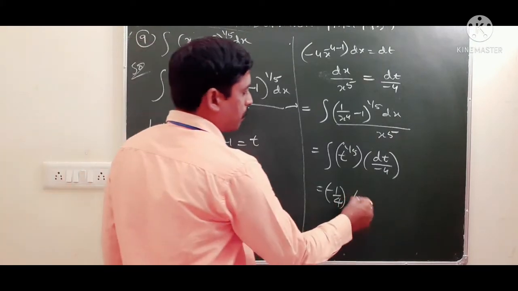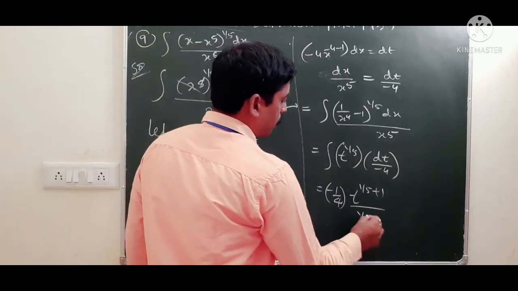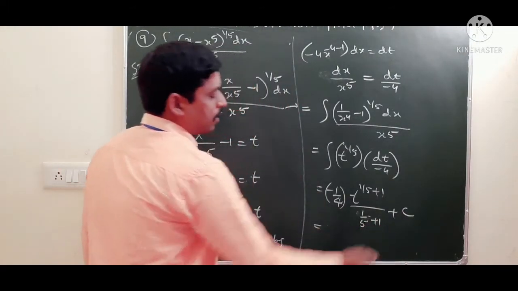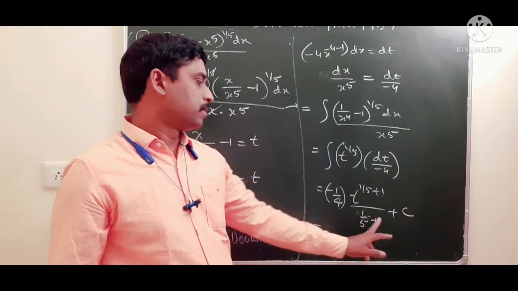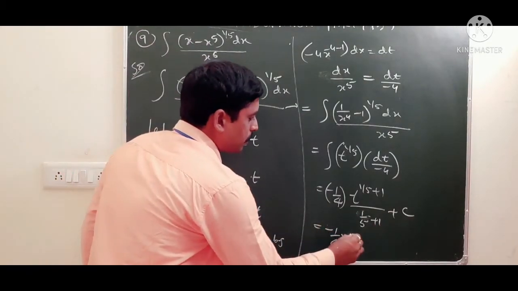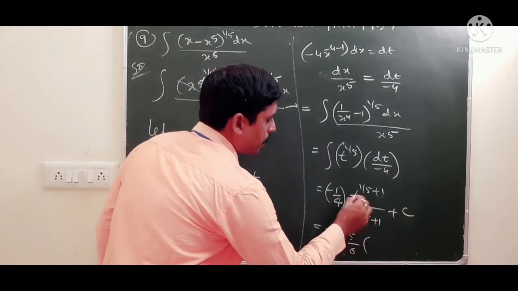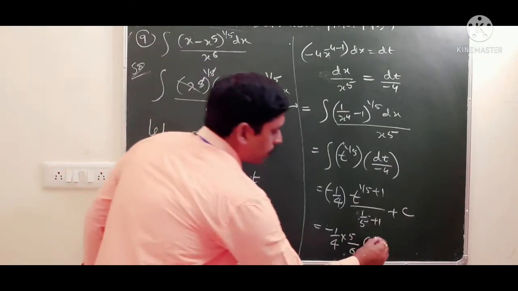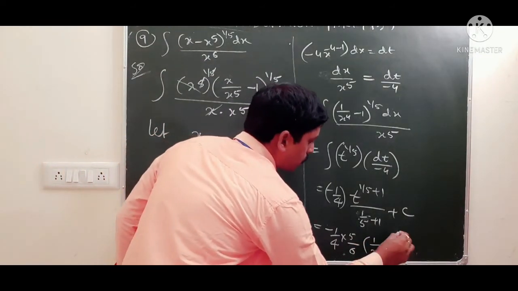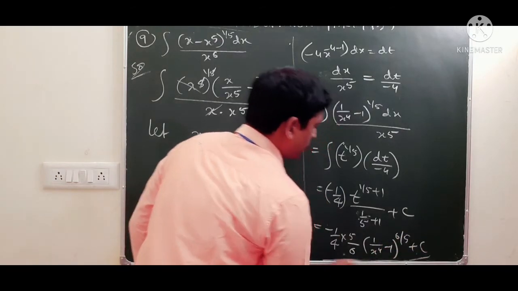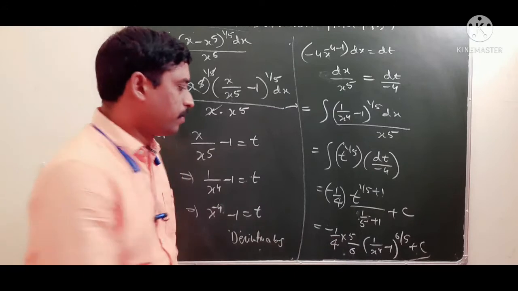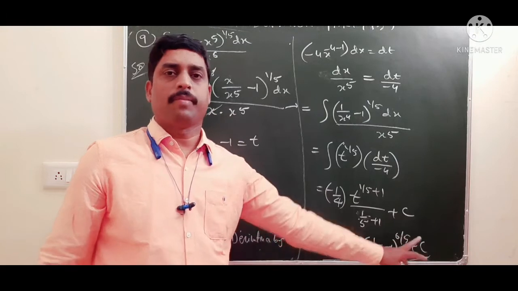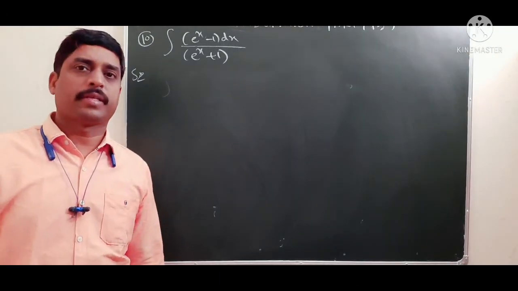This integration is t to the power 1 by 5 plus 1, divided by 1 by 5 plus 1. The LCM is 5, so it is 6. Minus 1 by 4 into 5 by 6, and in the place of t we should write 1 by x to the power 4 minus 1, to the power 6 by 5, plus C. So this is the answer: minus 5 by 24 times of 1 by x to the power 4 minus 1, to the power 6 by 5, plus C. Let us go to the next problem.